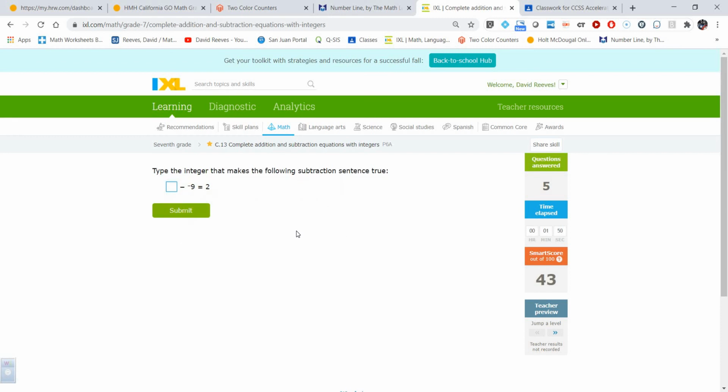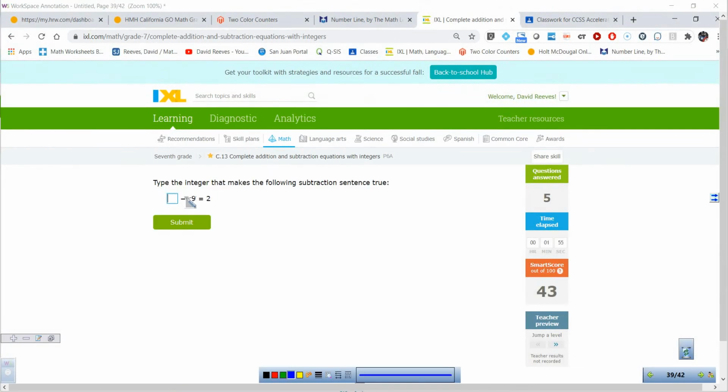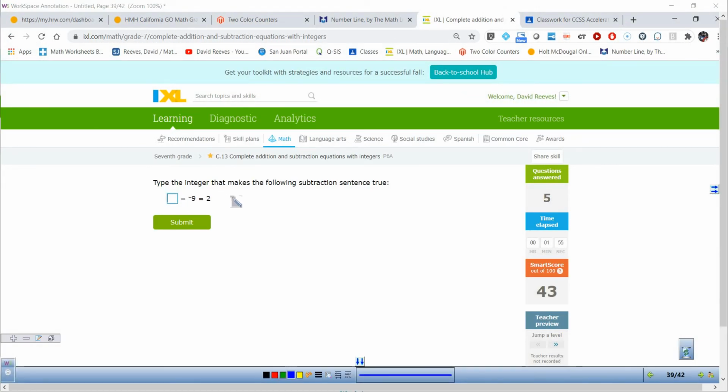Well, I agree, and IXL agrees. All right, so let's do one more here because this one's a little more tricky. So subtracting a negative: something minus a -9 is 2. So I'm going to go ahead and change this. This is the same as saying something plus 9 is 2.